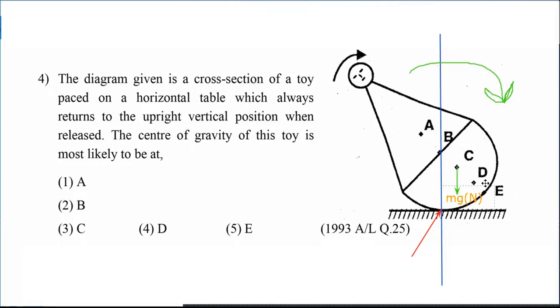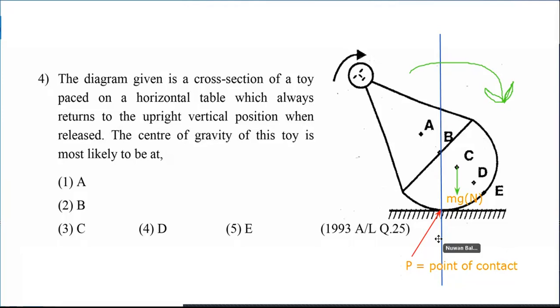Yes, sir. What is the moment of this mg force about the point of contact? Let me mark P as the point of contact. So what is P here? P is the point of contact.